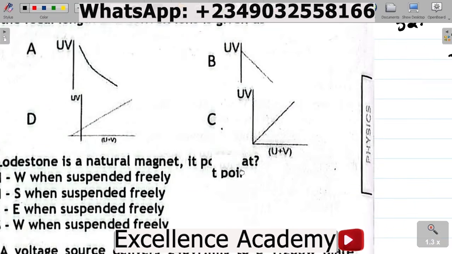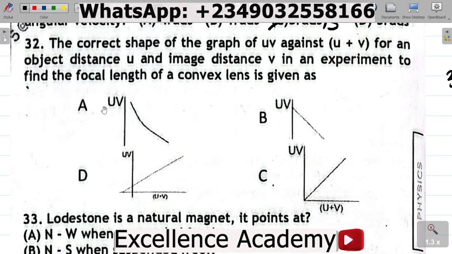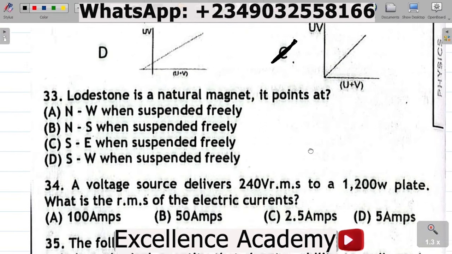Let's go back to the question there. They said the correct shape of the graph of uv against u plus v, which we've done, right? So which of these is correct? The answer will be C, because this one passes through the origin, observe. It would have been D, but D does not pass through the origin. D has an intercept, which means it has a value for c, but recall that we didn't have a value for c. So the answer here is C. It passes through the origin. That's the correct answer.